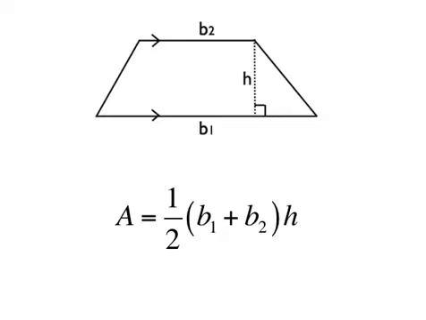Again, the area of this trapezoid is the average of these two parallel bases. So 1 half base 1 plus base 2, the average of the two parallel bases times the height. That's how we work that. But for the trapezoidal rule, our trapezoids don't look this way, the way we typically examine these things earlier on.